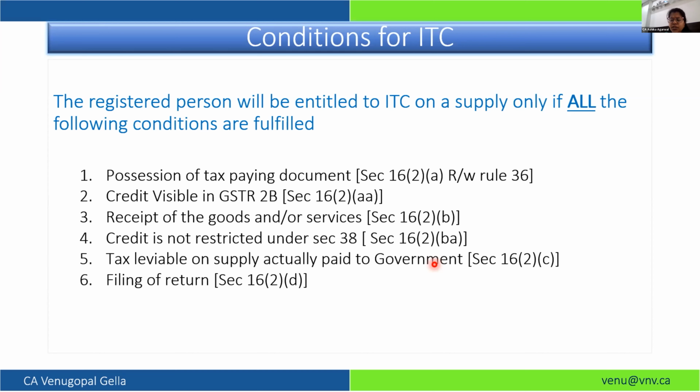Next, credit is not restricted under section 38. Section 38 again deals with your GSTR 1 and GSTR 2B. That also needs to be fulfilled. Then, tax levied must be actually paid to the government.